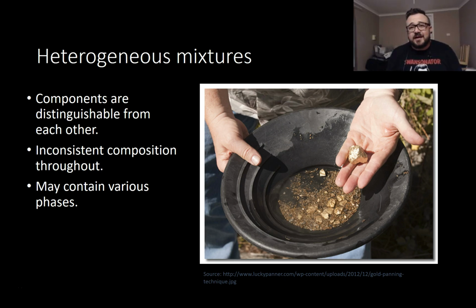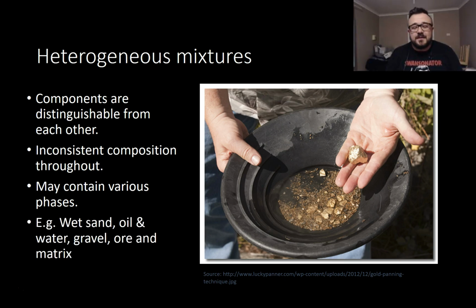Here we have gold panning. In that mixture we have water, gold, dirt. So there's various phases. There's solids, there's liquids. So we've got things like wet sand, oil and water, gravel, ore, so ore in the matrix, and things like this. These are all the different heterogeneous mixtures you can think of. So let's see if you can think of some more.